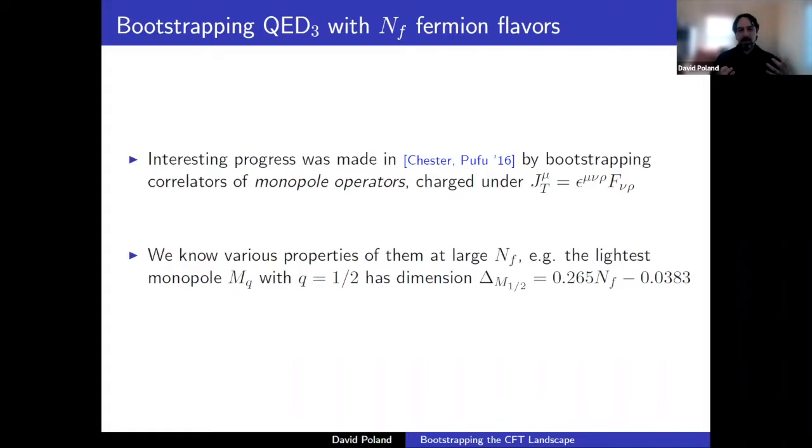For example, the lightest monopole, which in my convention has charge 1/2, has a scaling dimension of 0.265 times NF minus some tiny correction, minus 0.0838. And so you can use these large n calculations to try to estimate what the monopoles are doing at smaller values of n.